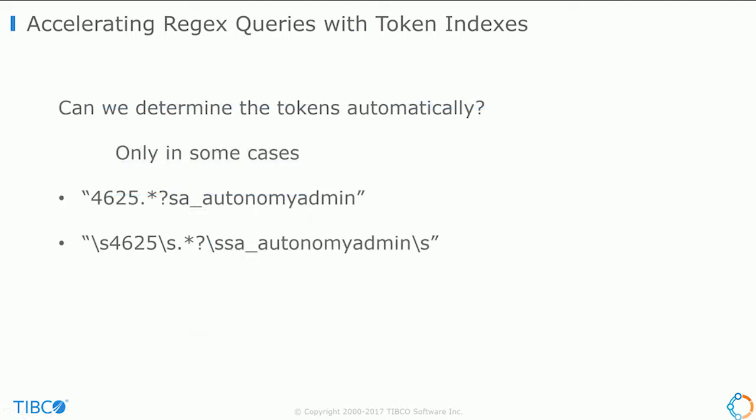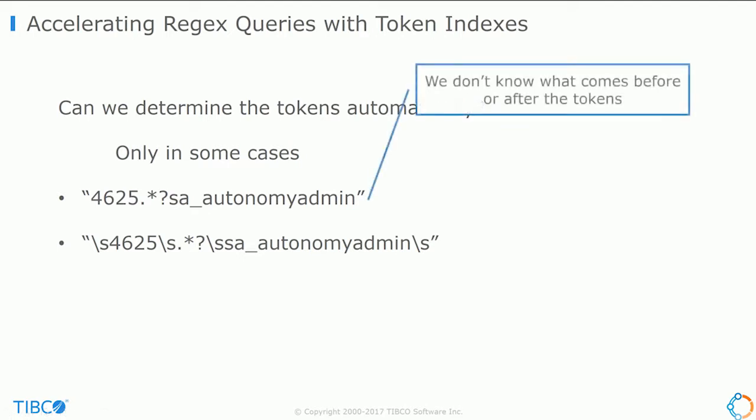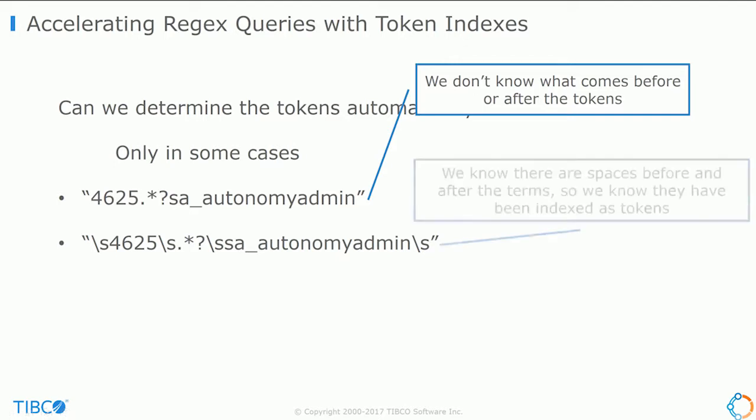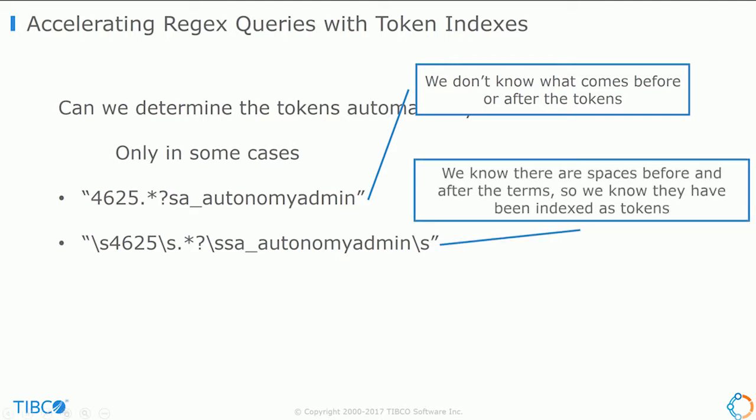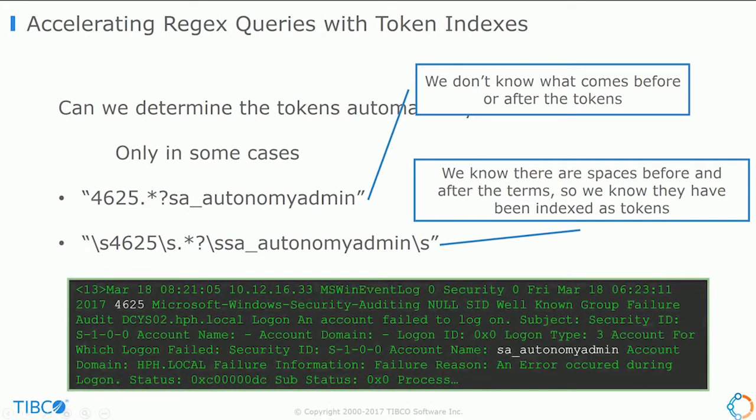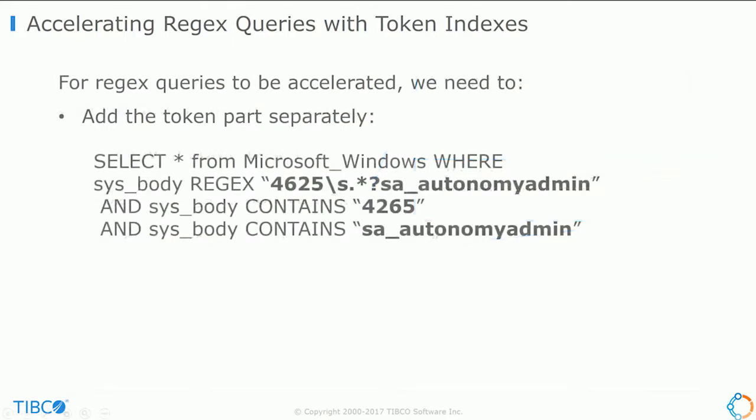So can we determine the tokens automatically? In some cases, yes. With this first example, we don't know exactly what comes before or after the tokens. In this example, we know that there are spaces before and after the terms, so we know they can be indexed. We already know that spaces are a boundary for a token index. Here we can see it in context. The event ID 4625 does indeed have a space before and after it, same with the account name. So we know that these can be tokens, and we can leverage the token index for faster search.